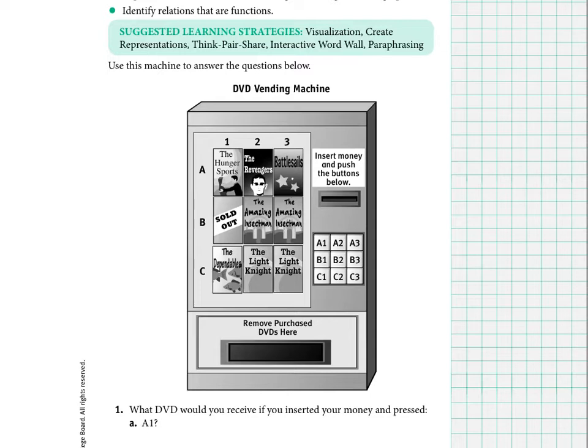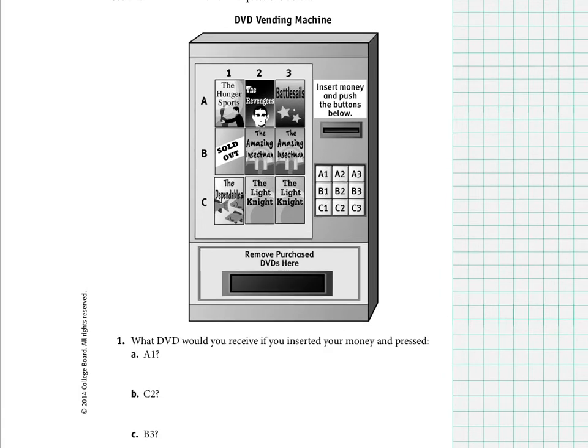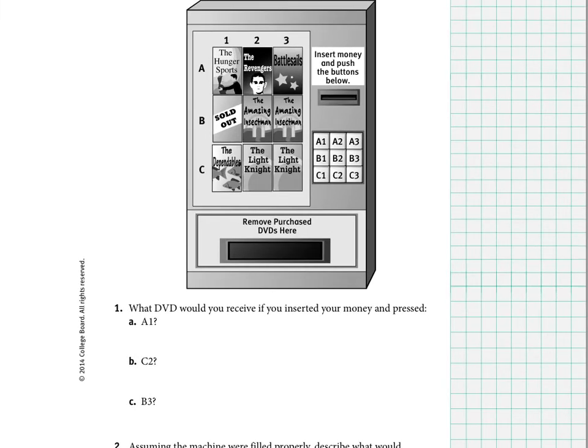So here you have a vending machine. This is a DVD vending machine. And you see the different DVDs and the codes for the buttons to push to get certain DVDs. So number 1 asks you, what DVD would you receive if you inserted your money and pressed A1? So if I pressed A1, right here I would go A1 and I would get the Hunger Sports.